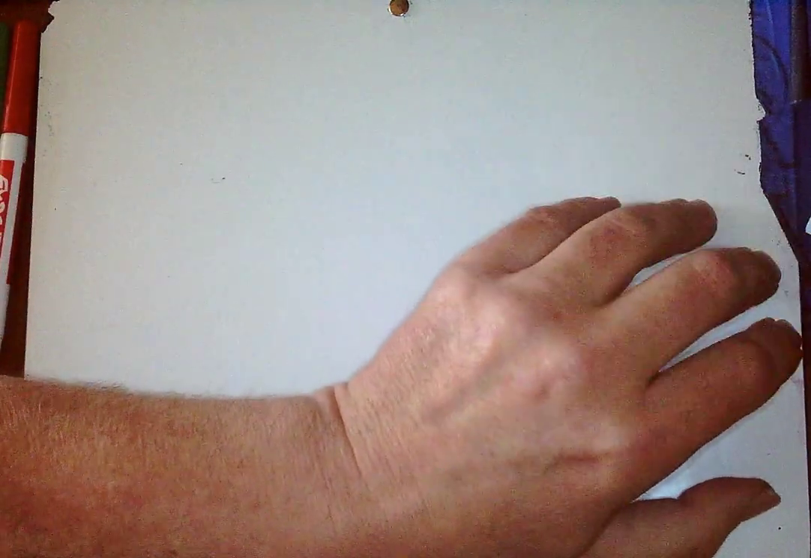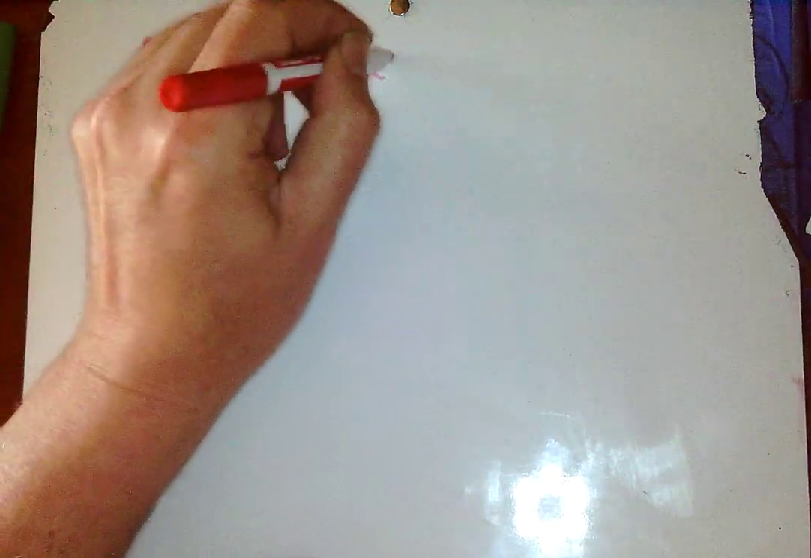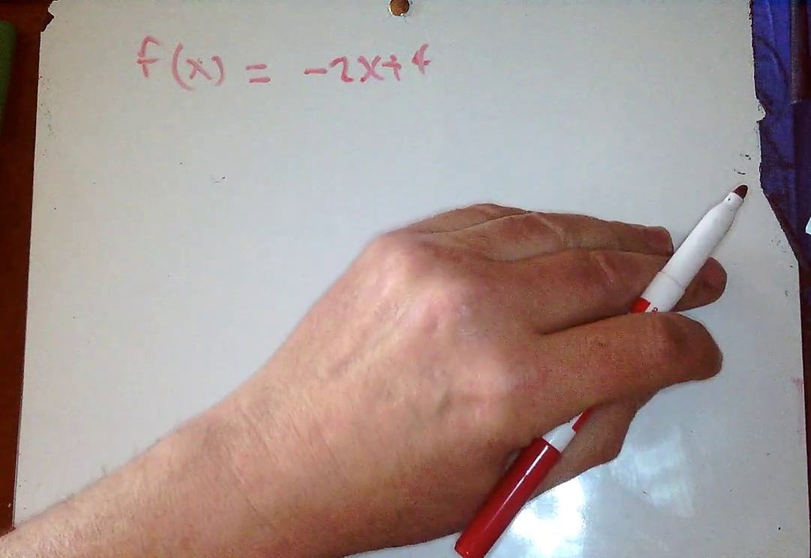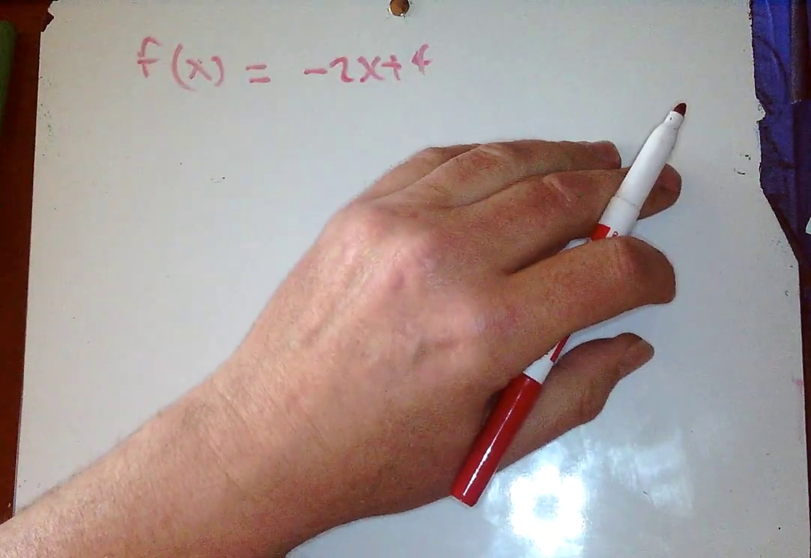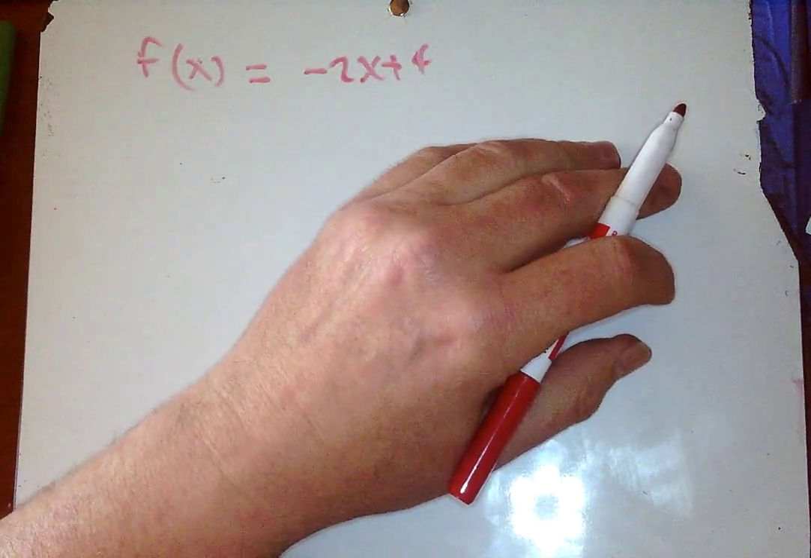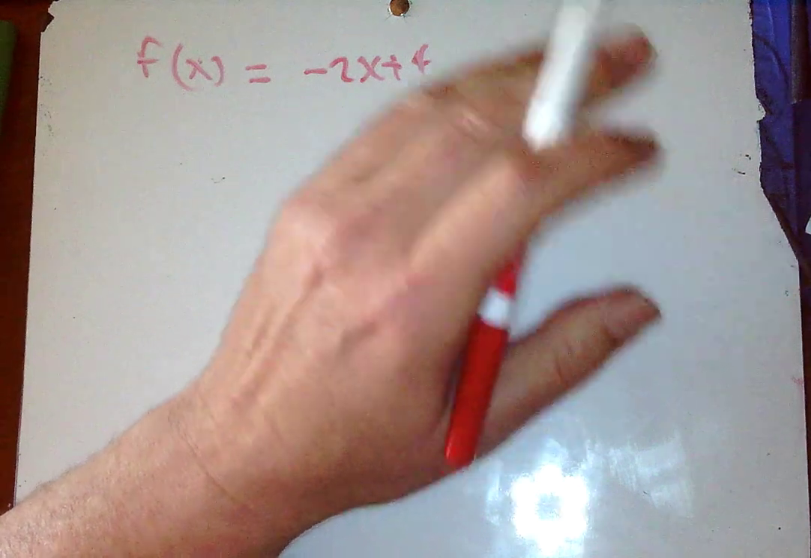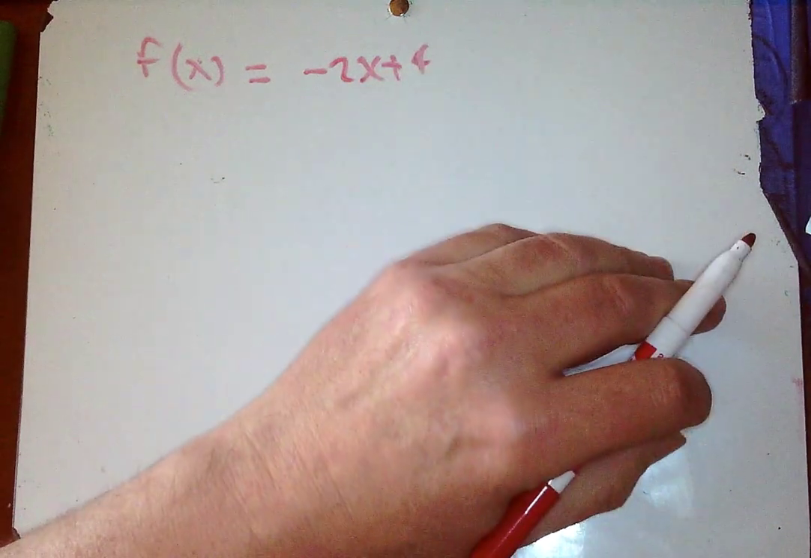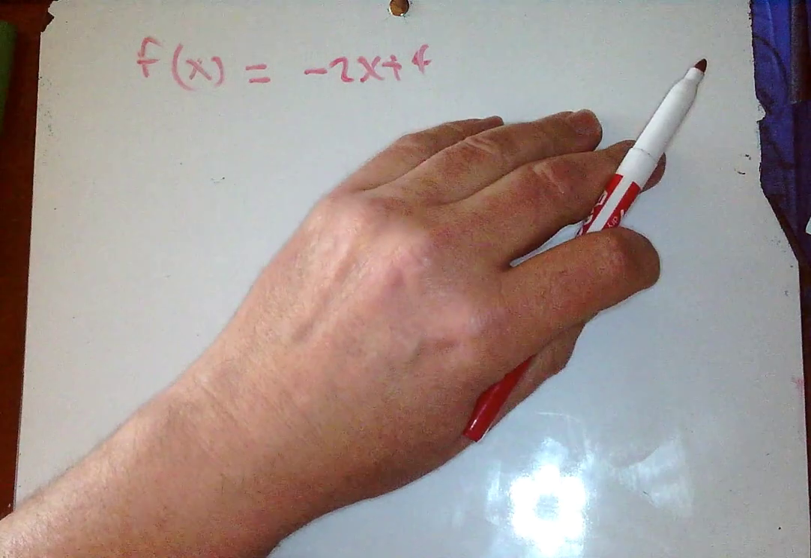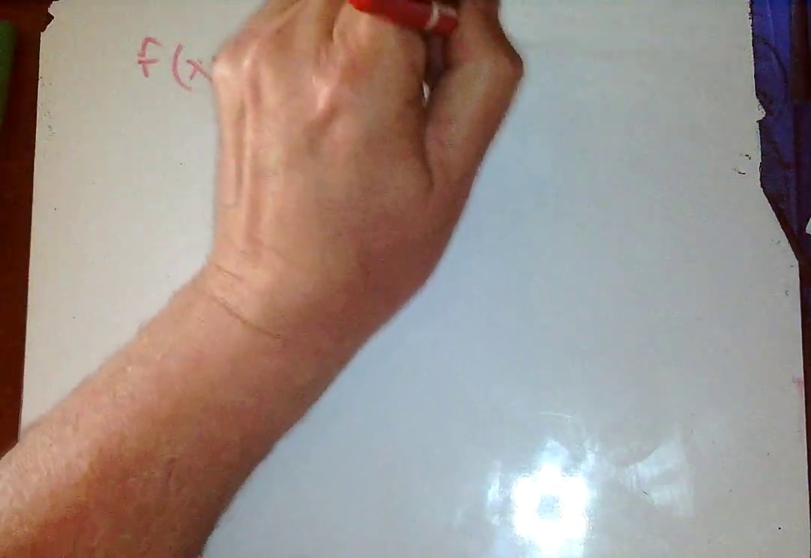Okay? So let's look at a function. Here's my function, f of x equals negative 2x plus 4. Okay, there's my function. And I want to consider, let's have this be a function where f of x is donuts.